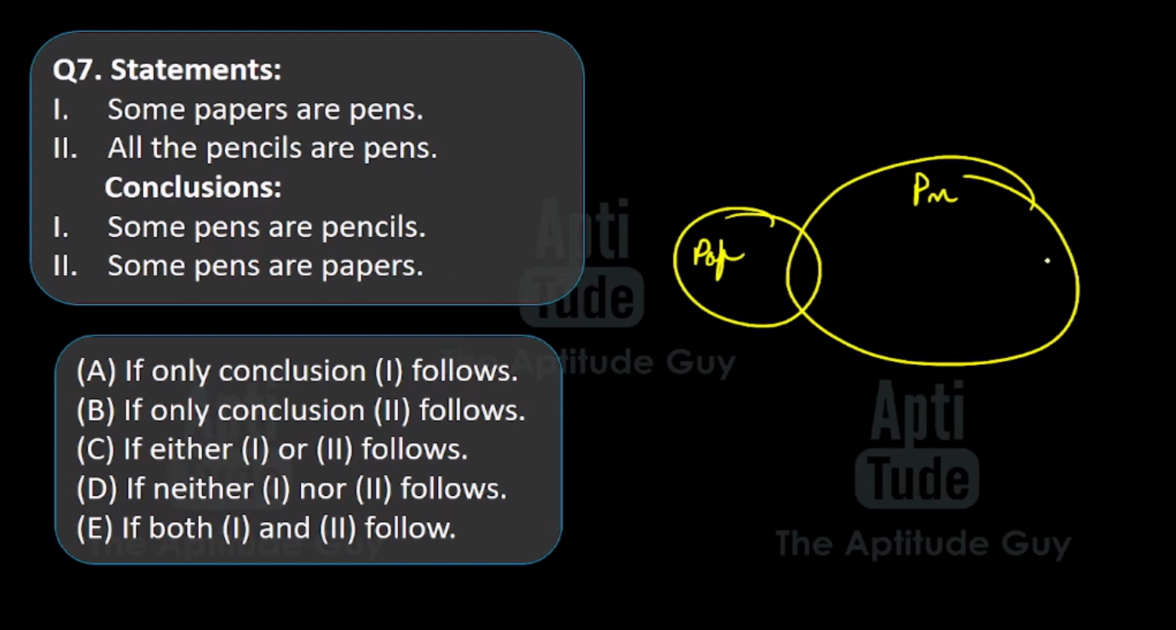Okay. So one possibility is all the pencils are pens like this. And the other possibility is all the pencils are pens like this. What's the difference between these two?